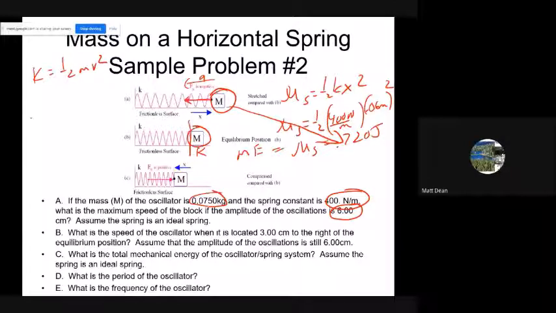So we're going to set 0.720 joules, all of our energy, equal to 1/2 times the mass, 0.0750 kilograms, times v squared. We would do the algebra and solve this out for v. And when we do, we came up with a speed of 4.38 meters per second. So that's the speed right here at the equilibrium position.